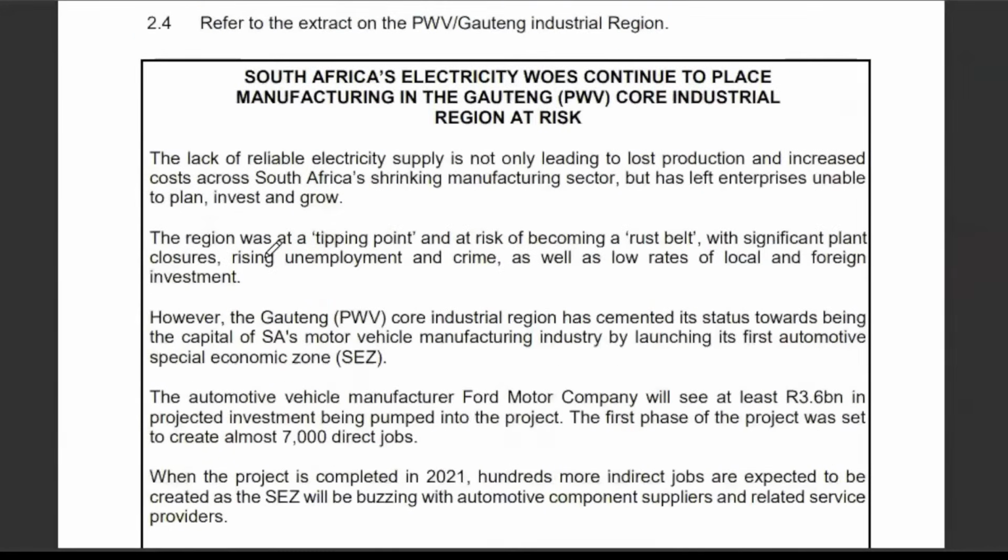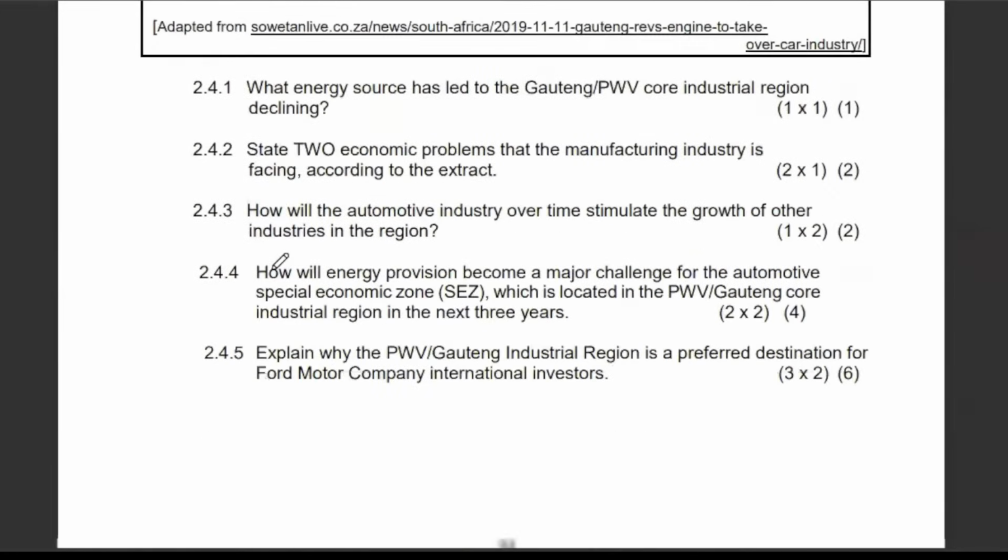We move on to question 2.4. Right, it says South Africa's electricity woes continue to place manufacturing in the Gauteng PWV core industrial region at risk. We're not going to go through the text, we'll go to the question straight. What energy sources led to the Gauteng PWV core industrial region declining? We get that in the headings talking about electricity directly. In the heading of our extract is talking about electricity.